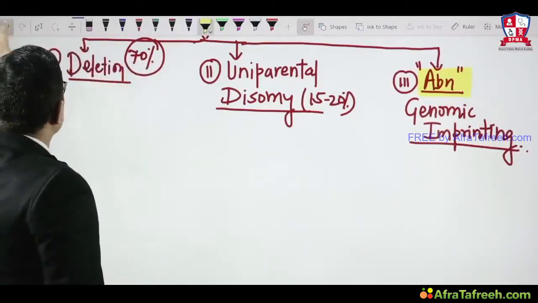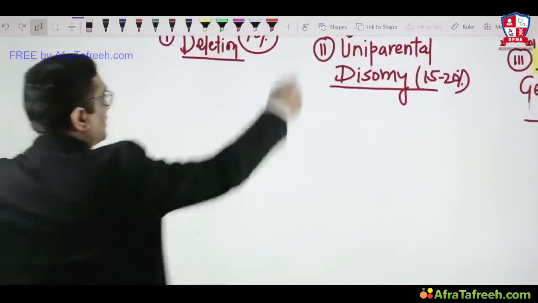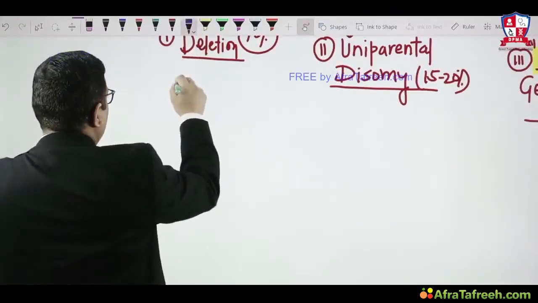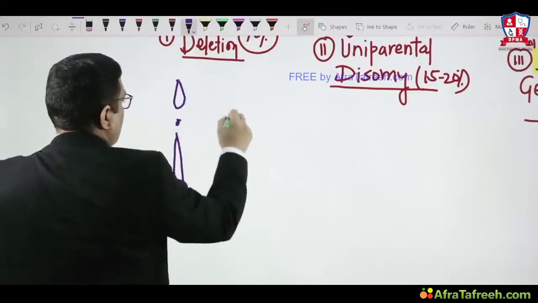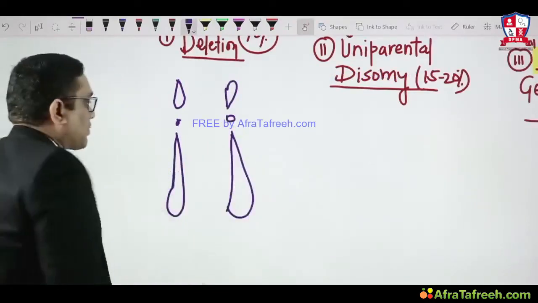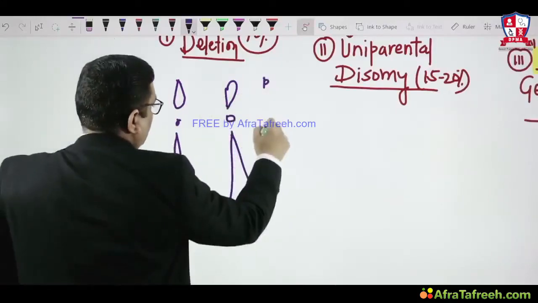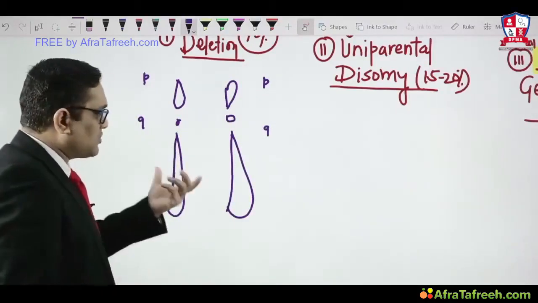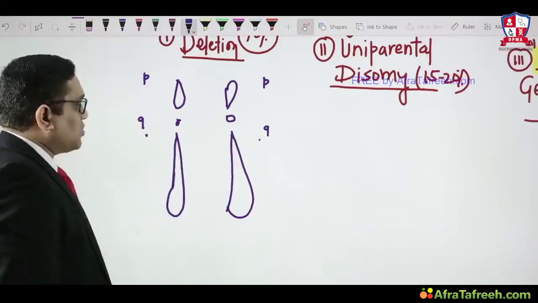Now we are going to see this deletion, right? Here I will give you an example of a chromosome. This is the chromosome. The short arm is P, the long arm is Q. As we know, Prader-Willi syndrome and Angelman syndrome are both on the same chromosome and long arm. So the long arm Q will be affected.